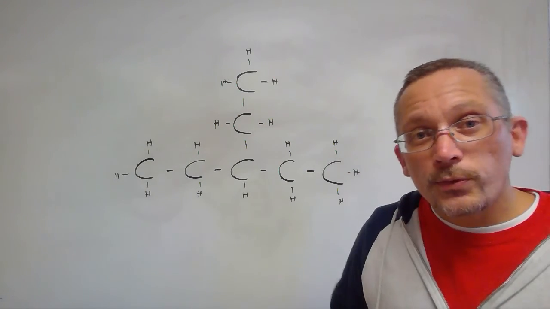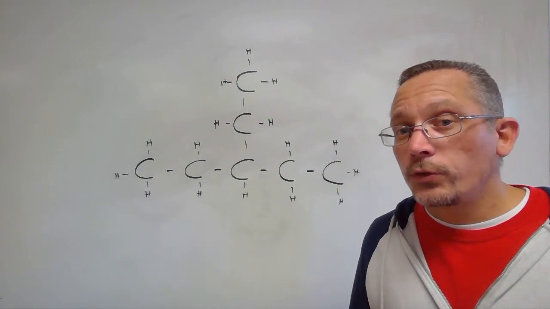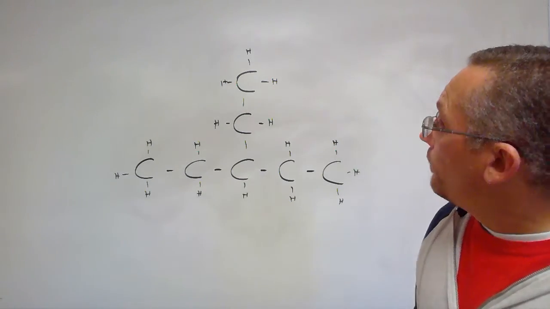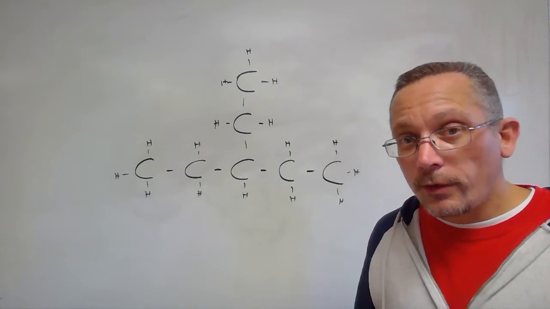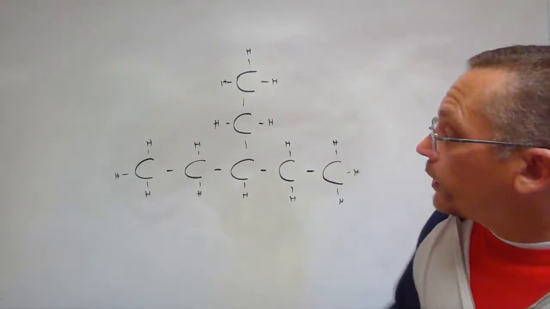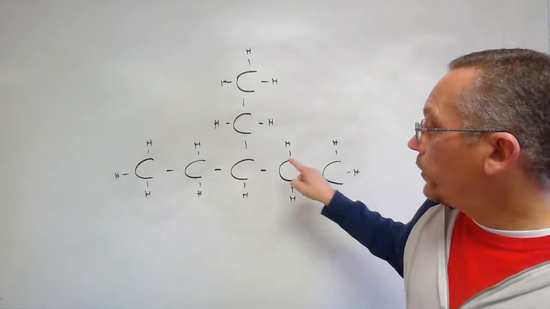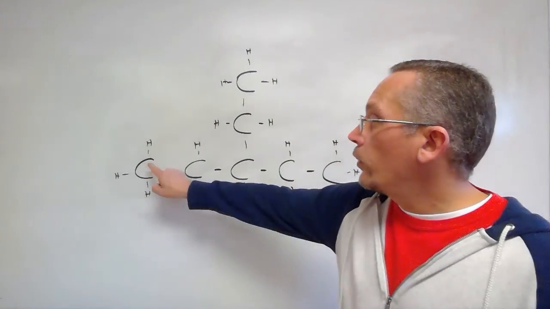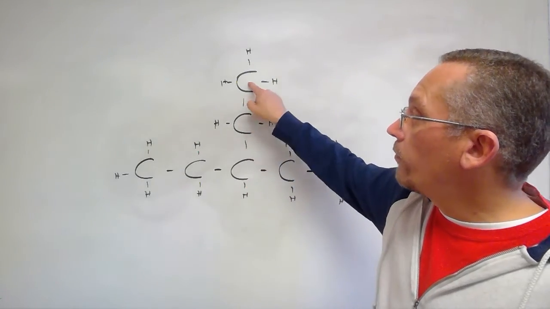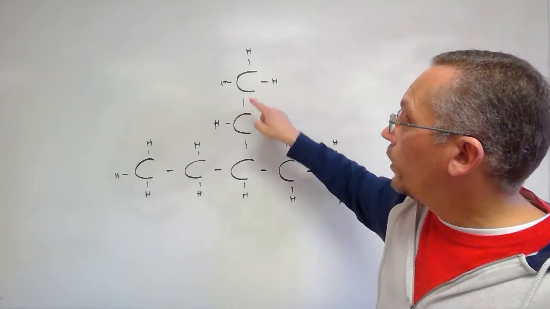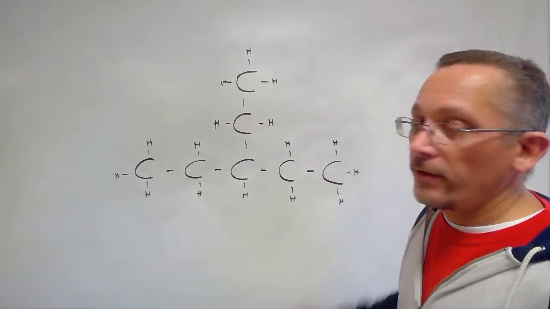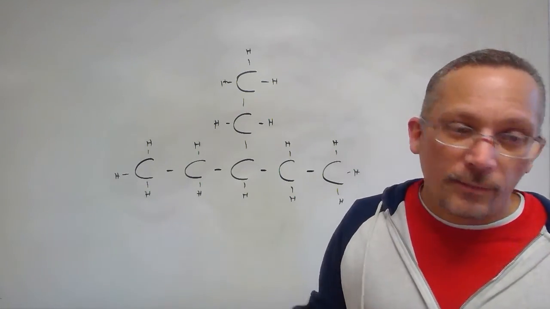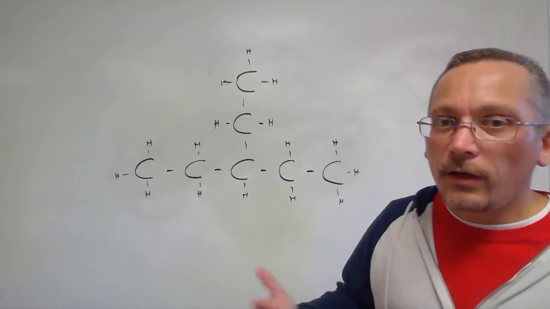Let's take a look at this one. This one has a branch that's longer than just one carbon, right? First, let's identify what is our main chain of carbon atoms. We could go 1, 2, 3, 4, 5. Or we could go another way, also 1, 2, 3, 4, 5. They're all the same, right? So either way we go, they're all the same.